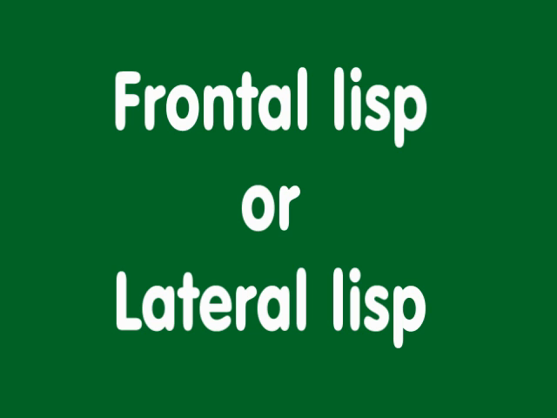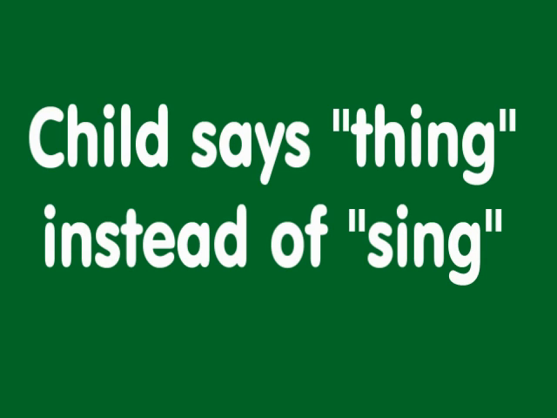The frontal lisp, also called an interdental lisp, is the most common of all lisps. So when a child produces the S sound, it sounds like a TH, for example, thing for sing. Visually, the tongue protrudes between the front teeth. Many young children have a frontal lisp which self-corrects by age 4.5 years. If a child still has a frontal lisp at 4.5 years, that's a good time to have his speech assessed.